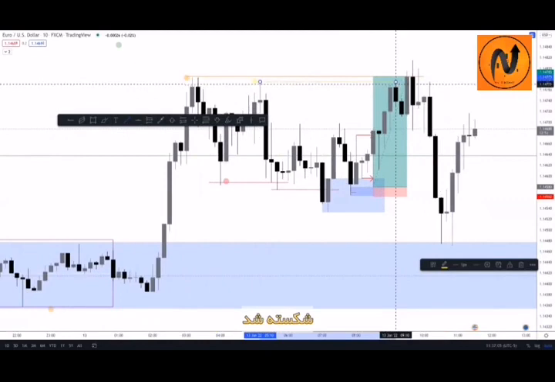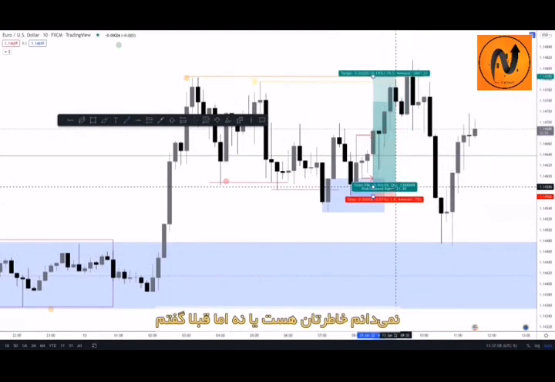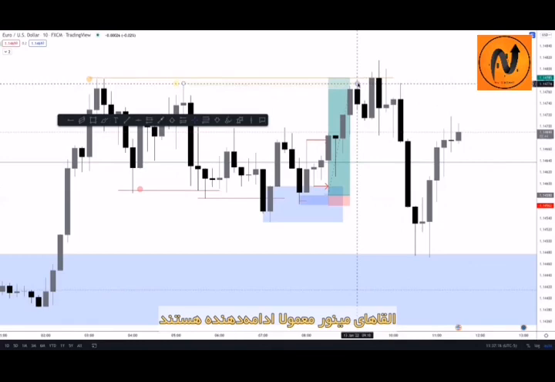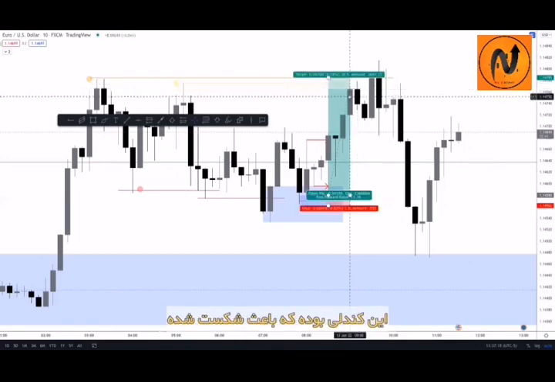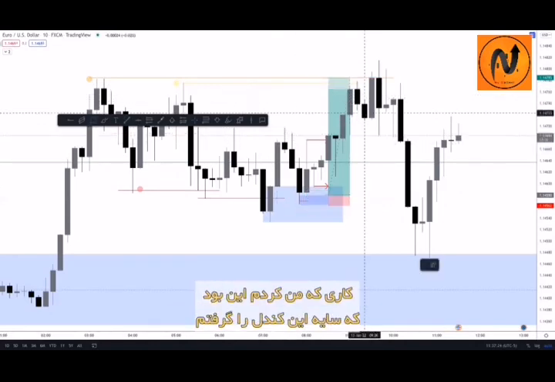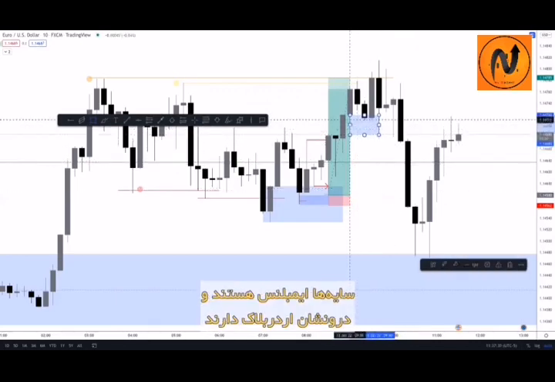Here, we broke, right? I'm not sure if you remember, but I put this in. Here we broke the minor structural inducement. Minor structural inducements are normally continuations, right? This was the candle that caused it, right? There was no OB to be found here. So what I did was I took the wicks of this candle, right? And the reason why I took the wicks of this candle is because, as we know, wicks are imbalances, right? They have OBs within them, right?